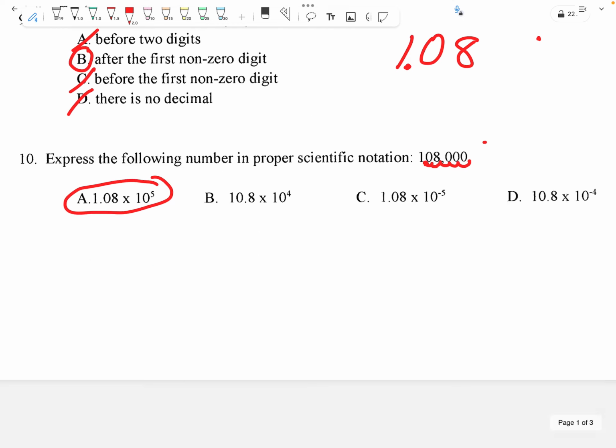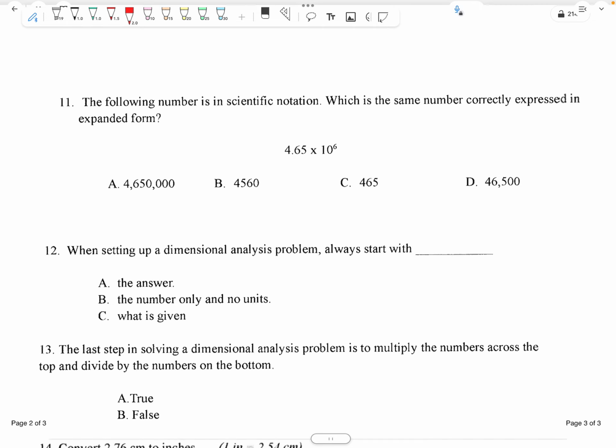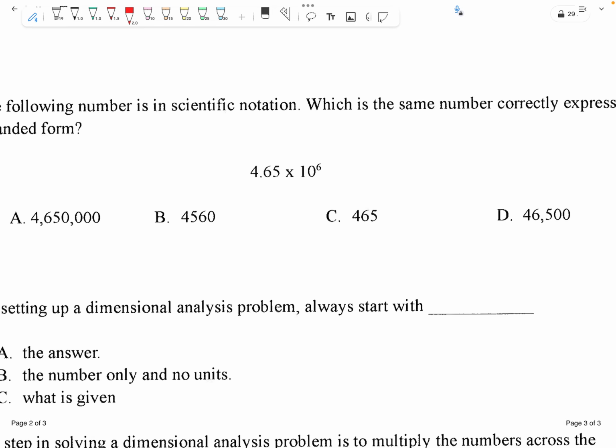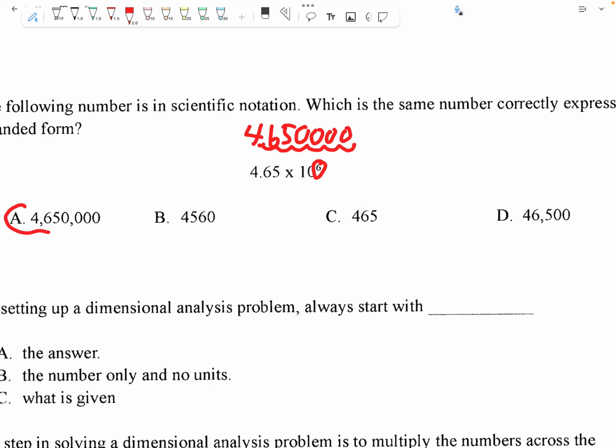Okay? And moving along, number 11. We have a number in scientific notation. We want that number in an expanded form. We want it to get to be a normal number. So we have 4.65 times 10 to the 6th. And so I'm going to take that and rewrite it, 4.65. And that means we got to move that decimal 6 spots to the right. So 1, 2, 3, 4, 5, 6. Fill in the rest of the gaps with zeros. And we have an answer, 4,650,000. This is the answer right here.